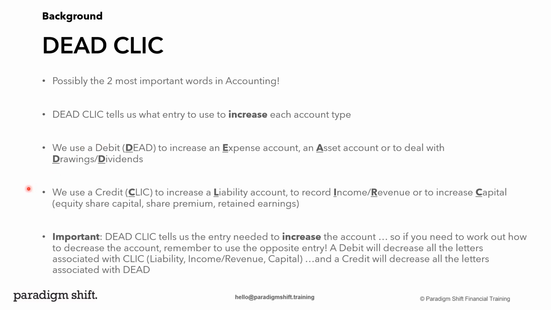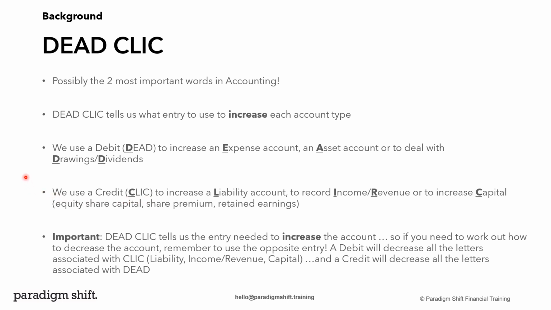Then we have the word CLIC, so it's the other side, credit, the right hand side of the T account, C and credit there. That's what we use, again, always for an increase, to increase an L or liability account, to record income or revenue, think of income probably because it matches up with the I, or to increase capital, the final C there. That could be equity share capital, share premium, retained earnings. So we use credit entries for that purpose, for the LIC in the CLIC.